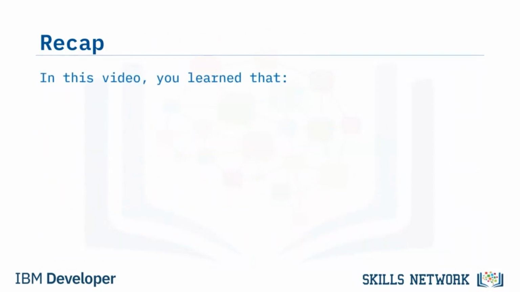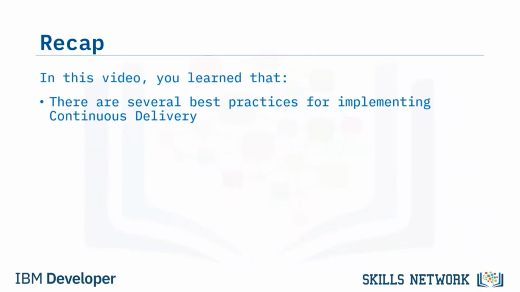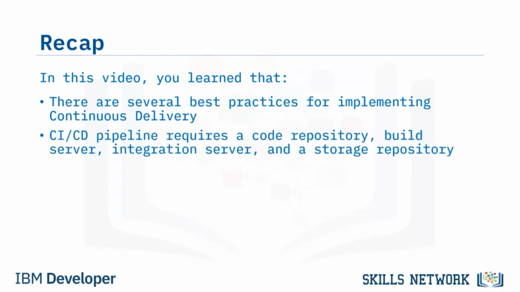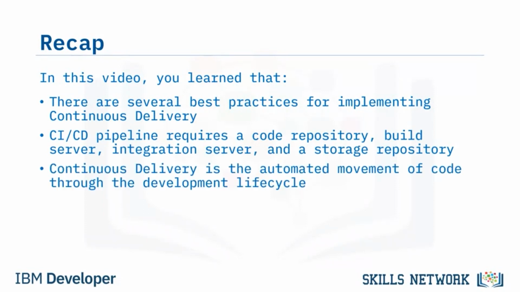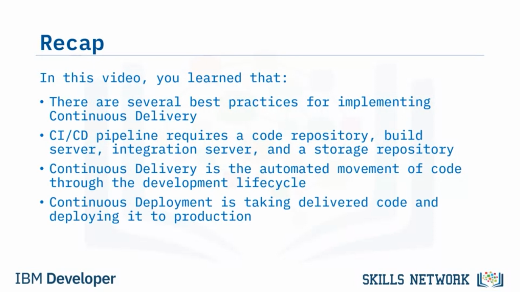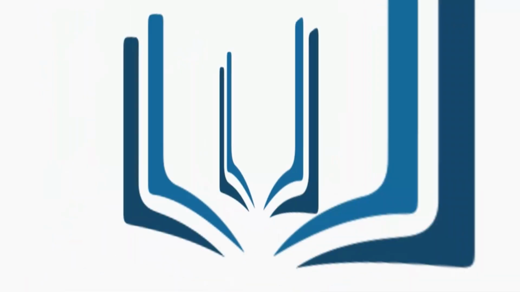In this video, you learn that there are several best practices to follow when implementing continuous delivery. A CI/CD pipeline requires a code repository, build server, integration server, and storage repository. Continuous delivery is the practice of automating the movement of code through the development lifecycle. And continuous deployment is the practice of taking the delivered code and deploying it into the production environment.